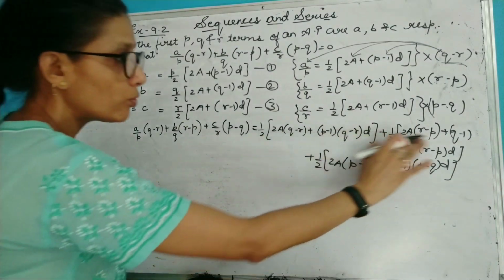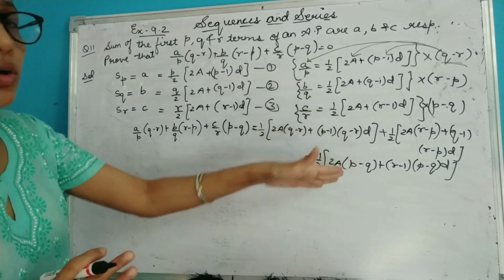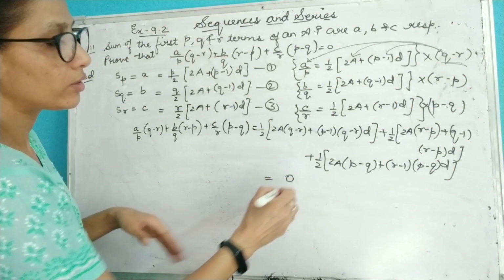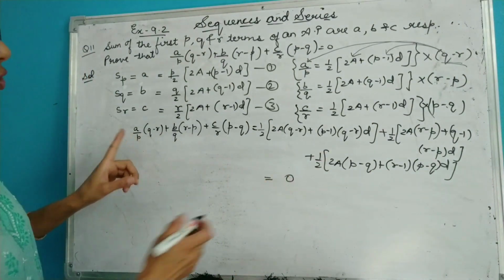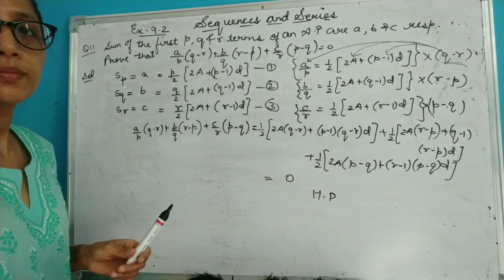So if you solve this, that means your right hand side, then all the terms will get cancelled with each other, and here it will become 0 only, which was the required proof. So hence you will be solving it.